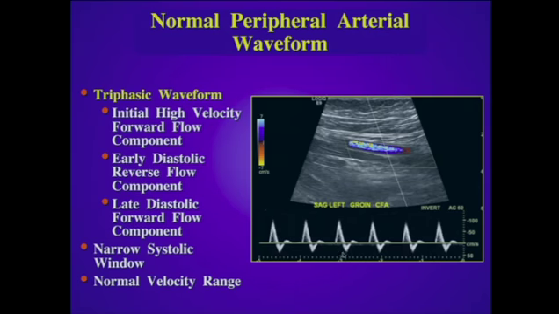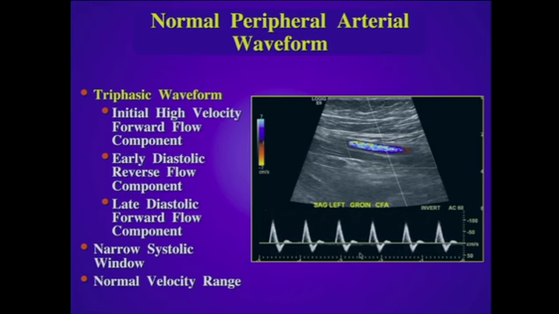After that, we will see an early diastolic reverse flow component, which we believe is related to peripheral resistance, as the vessels will branch into smaller and smaller arteries, arterioles, and capillary beds. The third component occurs later in diastole, and we see a low velocity forward flow component, which is likely related to elastic recoil.